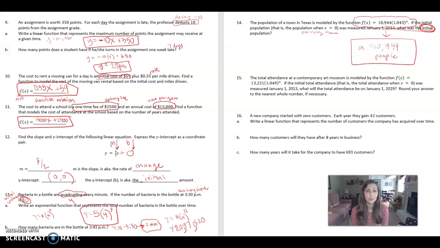You will see that question again on your quiz, so heads up, be prepared. This is the same question, I think. The total attendance of a contemporary art museum is... Here's your formula right here. We do have an exponential because X is in the sky.